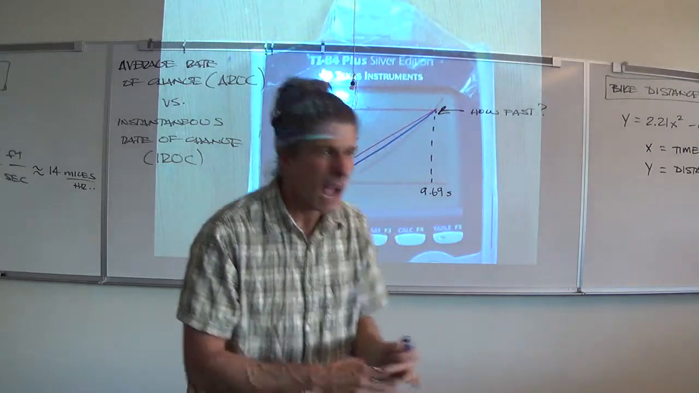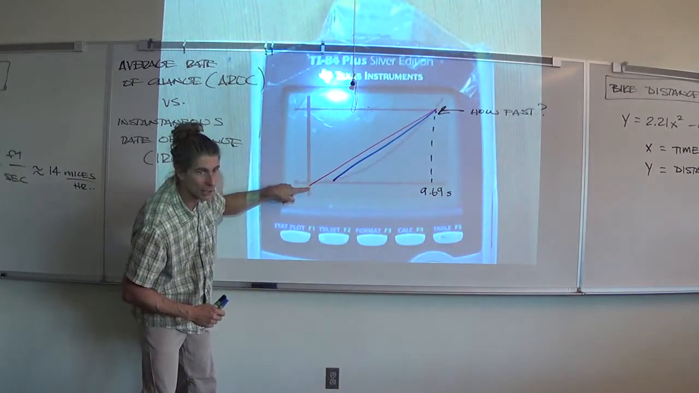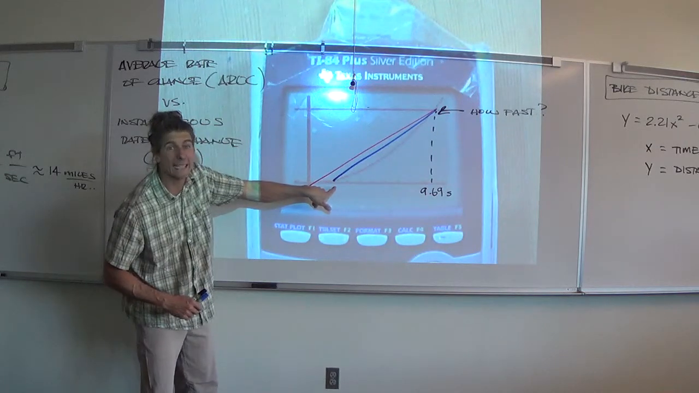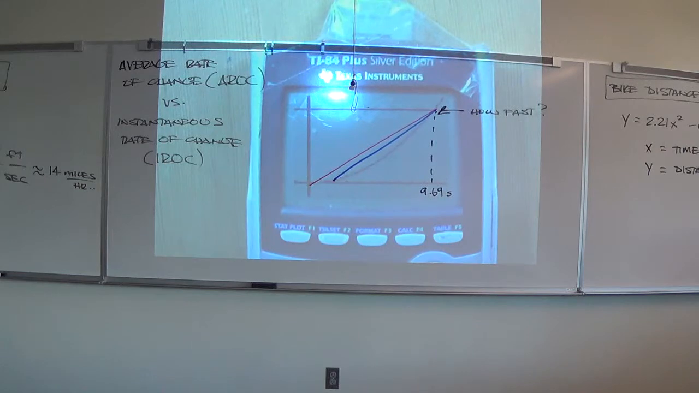Hopefully that makes sense. I'm not losing much total distance by starting here versus starting here, but I'm chopping off 2 whole seconds. That's essentially 20% of the time. So a small percentage of the distance and a chunk of the time means it's going faster.